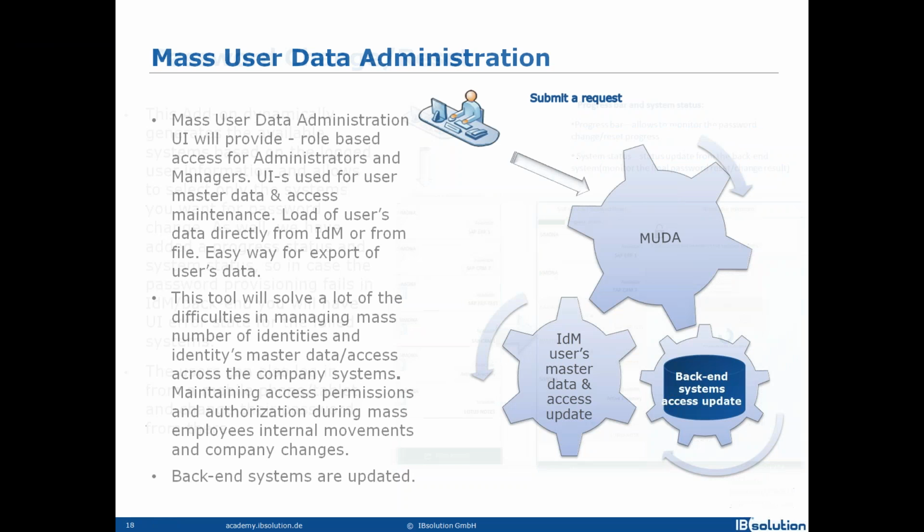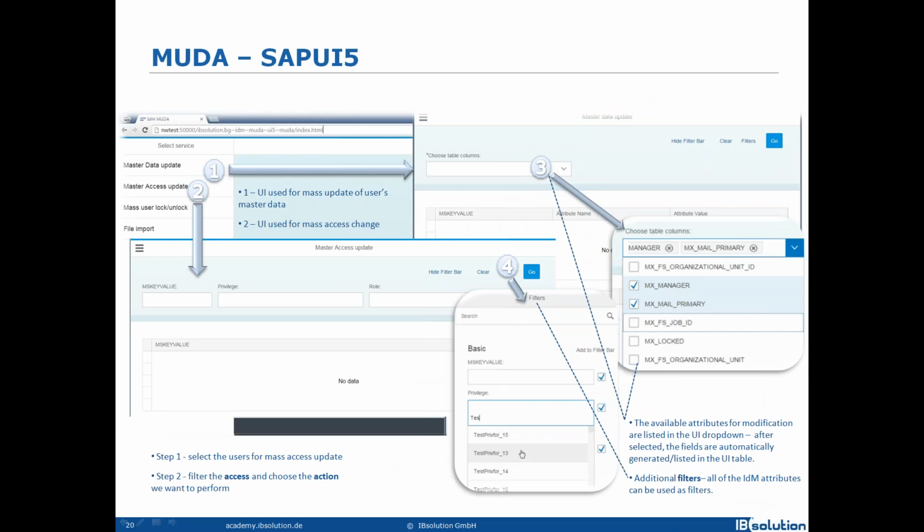The next add-on, Mass User Data Administration. Mass User Data Administration UI will provide role-based access for administrators and managers. UI is used for user master data and access maintenance. Load of user data directly from IDM or from file. Easy way for export of user data if you want. This tool will solve a lot of difficulties in managing mass number of identities and identities master data and access across the company systems, maintaining access permissions and authorization during mass employments, internal movements, and company changes.